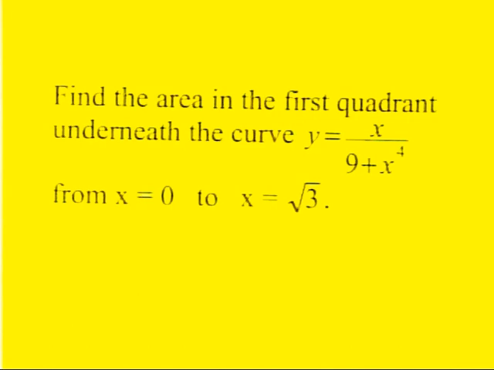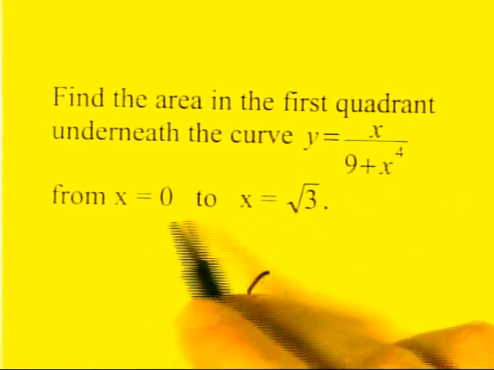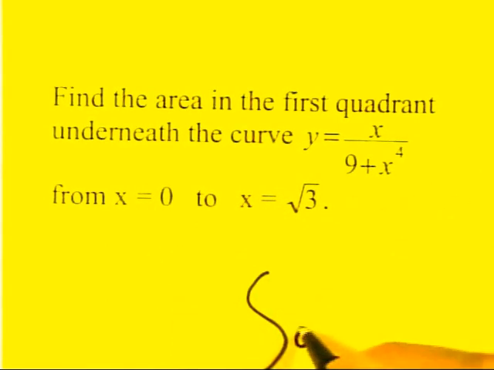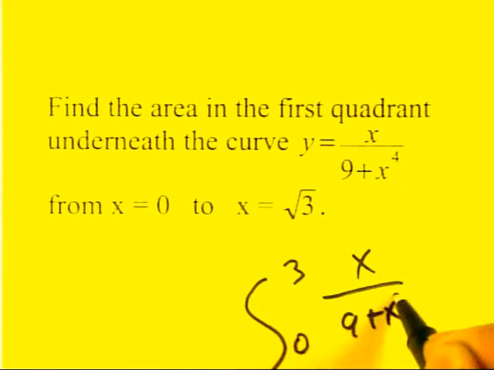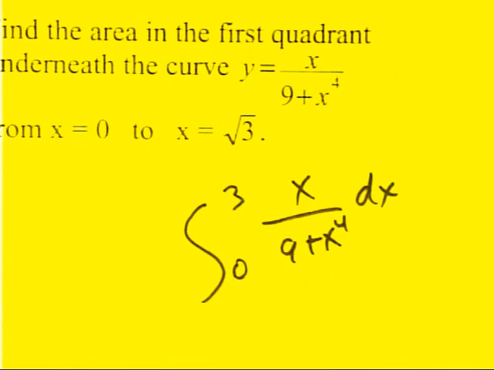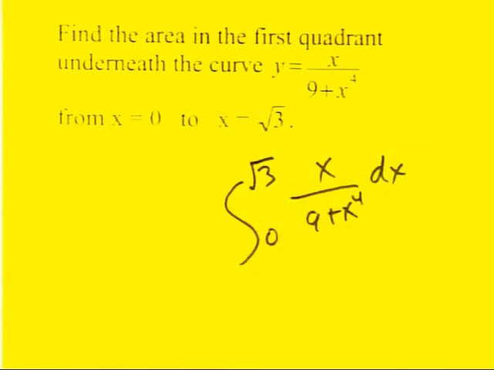Integrate. Okay, so we want the integral, and we already have the boundaries for x. So we don't even really have to sketch it because they gave us the boundaries. But how do you integrate this? The boundaries are from 0 to square root of 3. That's right. I apologize.